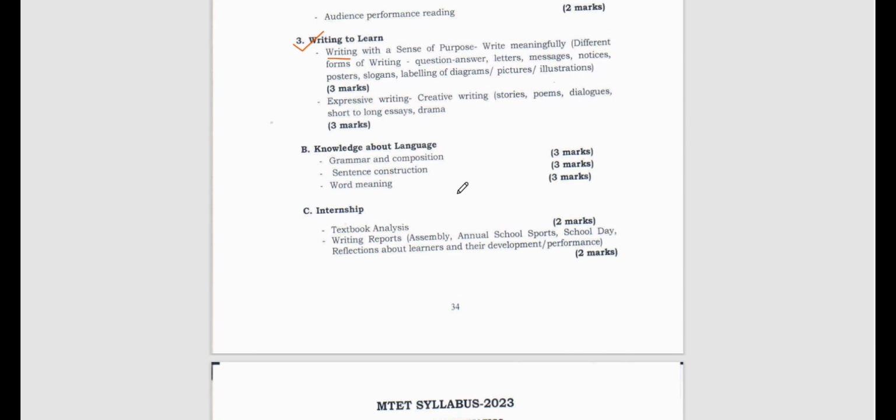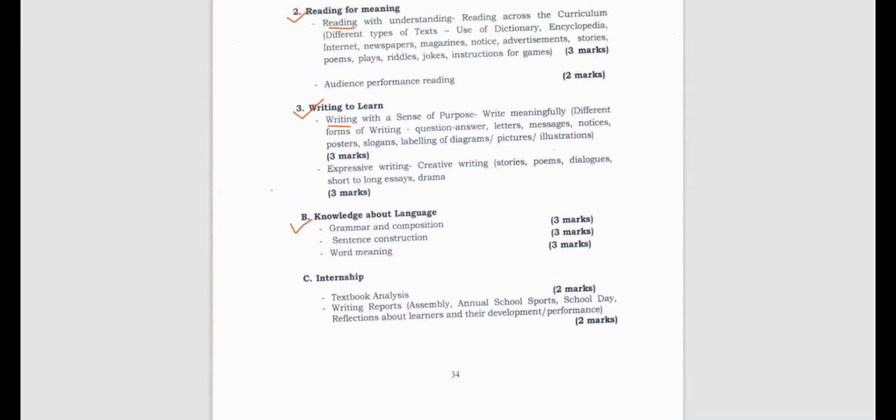Now let's come to the second part, that is Part B. In Part B we test knowledge about language. This Part B is very easy and it is divided for 9 marks: grammar and composition for 3 marks, sentence construction for 3 marks, word meaning for 3 marks. Very easy, this one. I hope you will not lose your marks here.